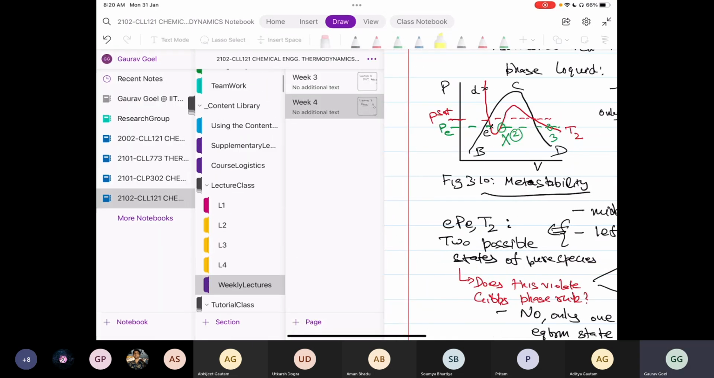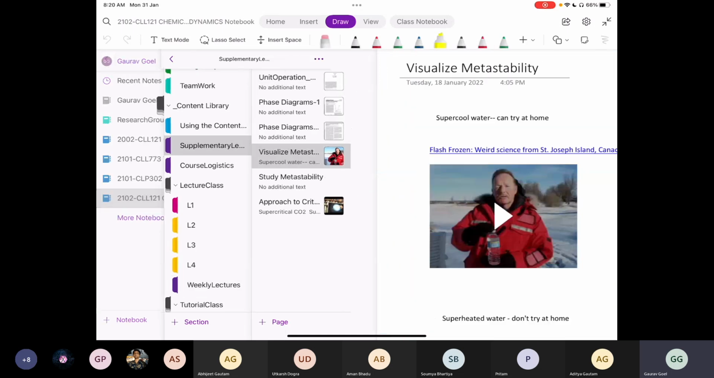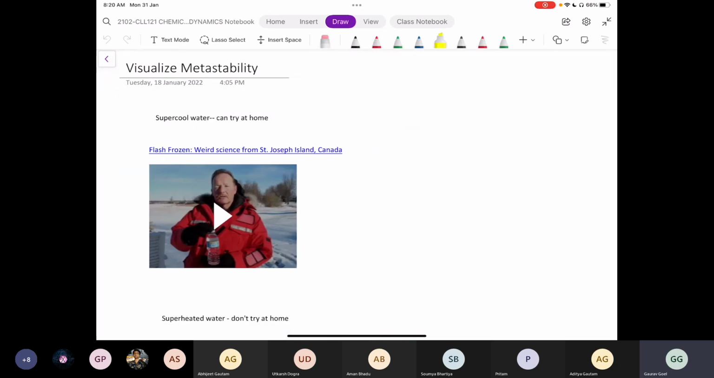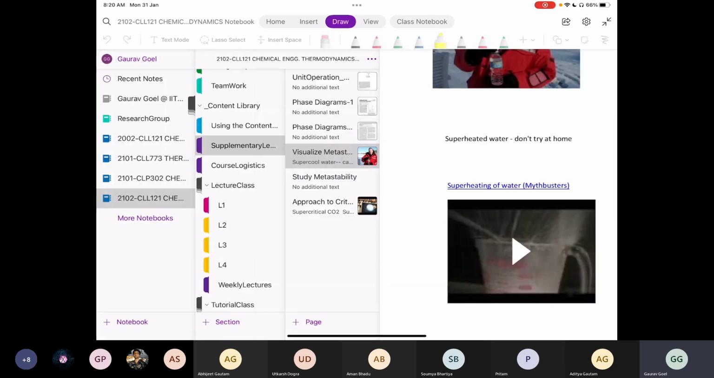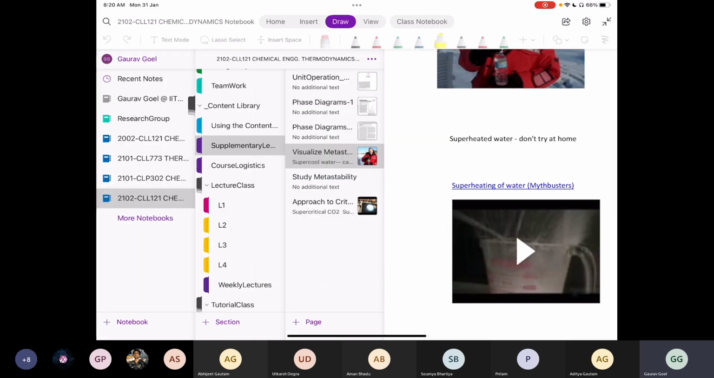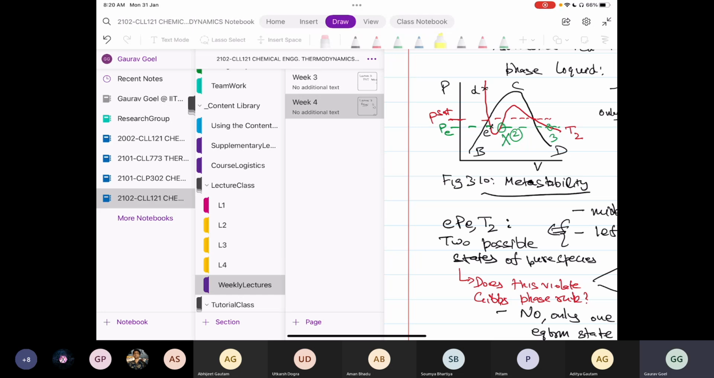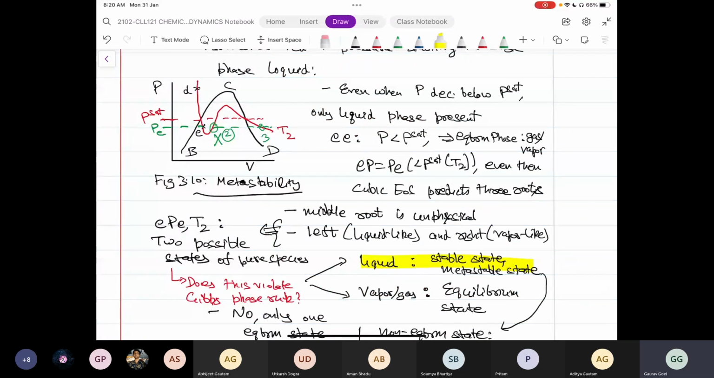This video is by Mythbusters. If you go to the supplementary reading section here, visualize metastability, this second video, superheated water, tells you an experimental scenario where you can get superheated water. Point E corresponds to that experimental condition where you have a very smooth surface and a very pure water, a distilled water sample, and it will be possible to take it above the boiling point.